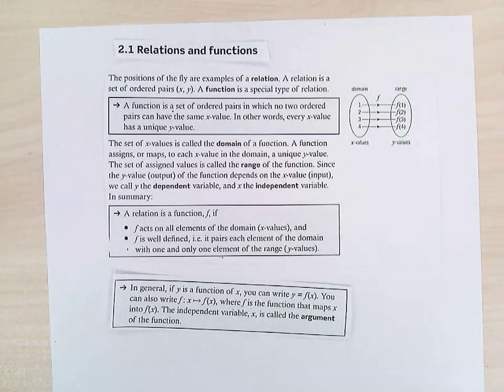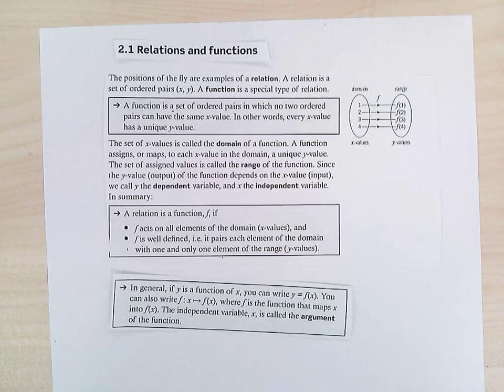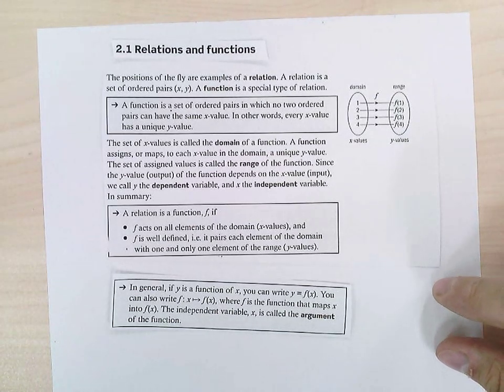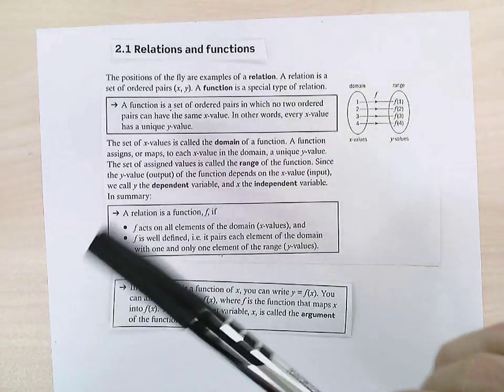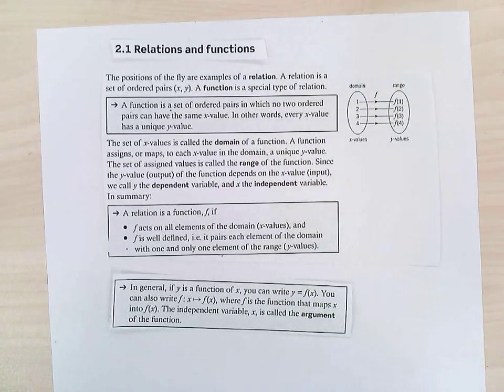A relation is any set of ordered pairs. It doesn't matter. But a function is a special type of relation. It says here a function is a set of ordered pairs in which no two ordered pairs can have the same x value. In other words, each x value has a unique y value. There are different ways to define a function, but one way I like to talk about it is: for every input, every x value you put in, there is only one y value. So if there are two, it's not a function.